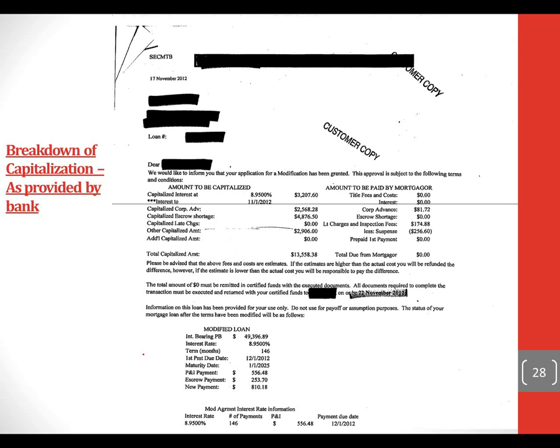In this case, we had asked the bank to provide us a breakdown. Actually, this letter you're looking at was included in the cover with the actual modification documents. And so you can see that they listed here the amounts to be capitalized. They say here's what the interest was, the corporate advances, the escrow shortage, other capitalized amounts, and so they came to a total capitalization of this amount. We wanted a little bit further information as far as what went into that other capitalized amount, what went into the escrow shortage, what these corporate advances were. So we asked the bank attorneys for a breakdown.